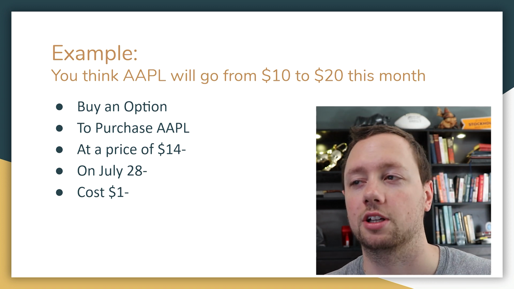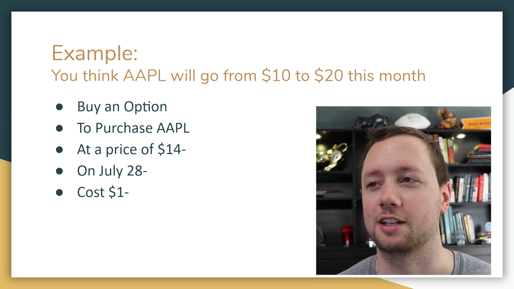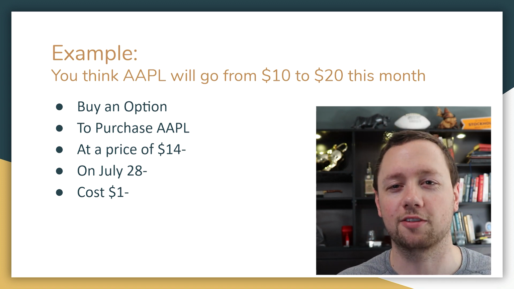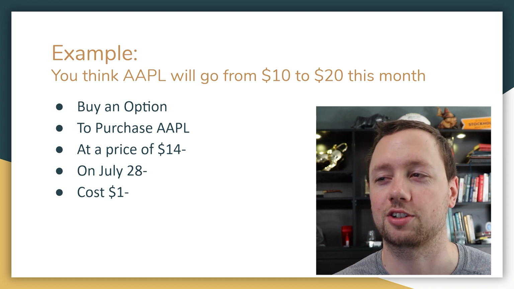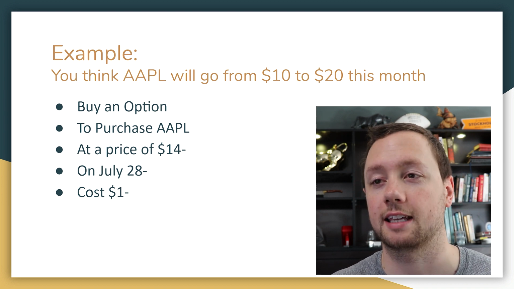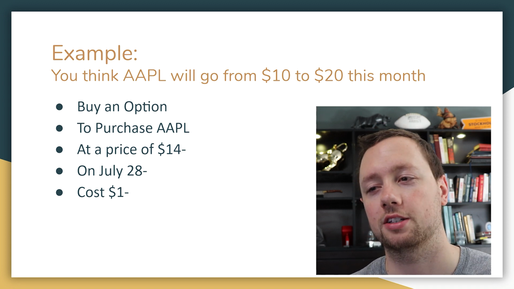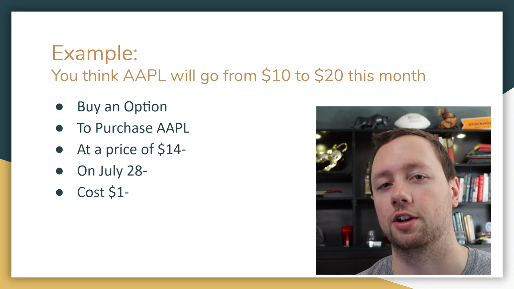Let's say you think Apple is going to go from $10 to $20 at the end of the month. I know that's not the right price, but let's just say that's based on your technical and fundamental analysis. You think the stock is going to go up. Well, you can go out and buy an option for it. So in this case, you can buy an option to purchase Apple stock at a price of $14 on July 28th at a cost of $1. So that is how you would describe an option.